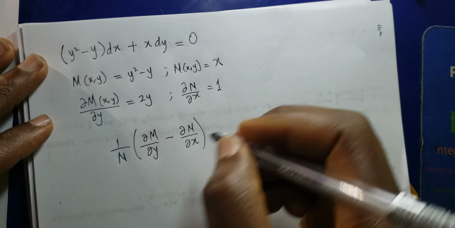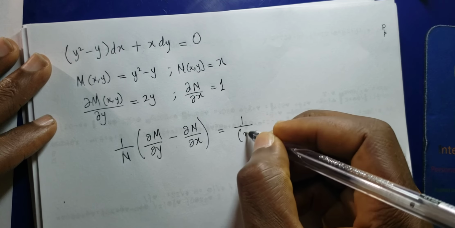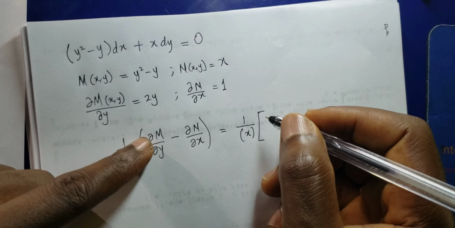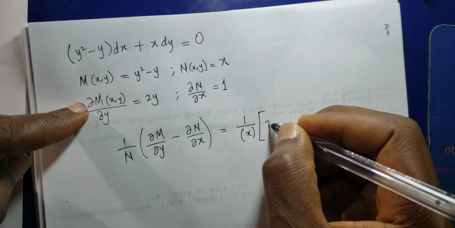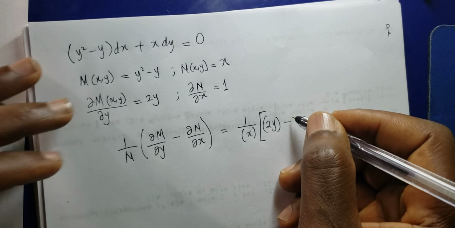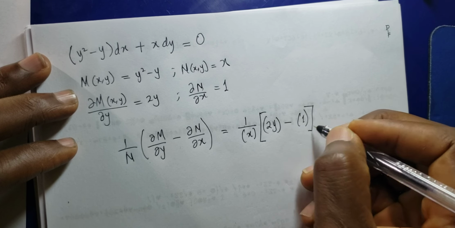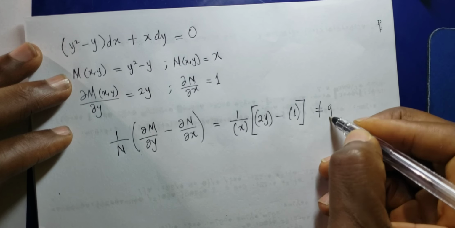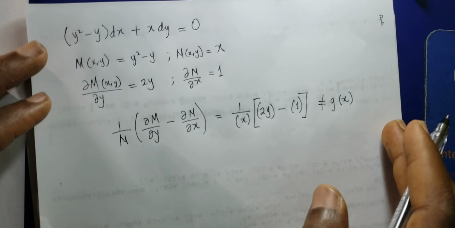So this is going to be 1 over N. Our N is x, so that's 1 over x into del M del y. What's our del M del y? Del M del y is what we have found here already to be 2y, minus del N del x, that is 1. So when we divide by this, it is not a function of x. You can see that it has y and it also has x, and this is not cancelling out. So let's check the next one.